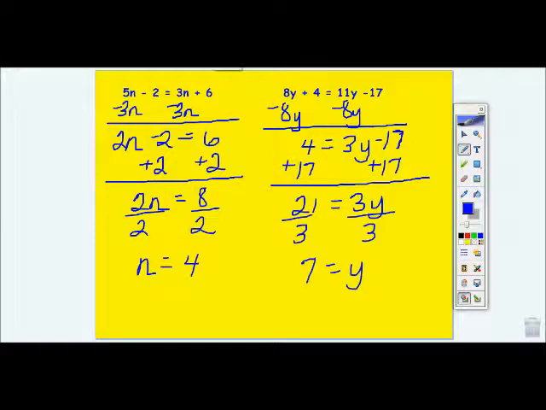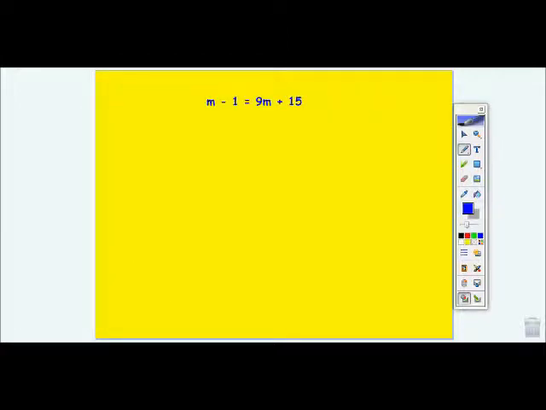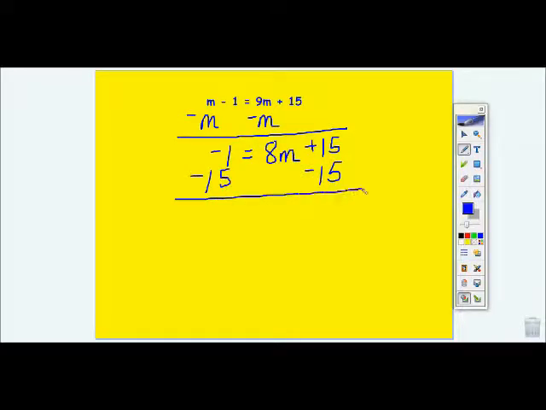Moving to the next example, I threw in one more of these equations. So we're going to go ahead and do this one. The 9m is larger, so I'm going to subtract m from both sides. I get negative 1 equals 8m plus 15. I want to subtract my constant term, balanced equation, equal sign there. 8m equals negative 16. And then divide both sides by 8. And then m is going to equal negative 2.